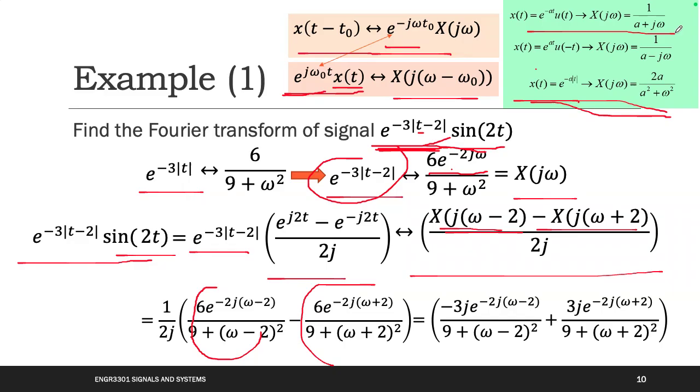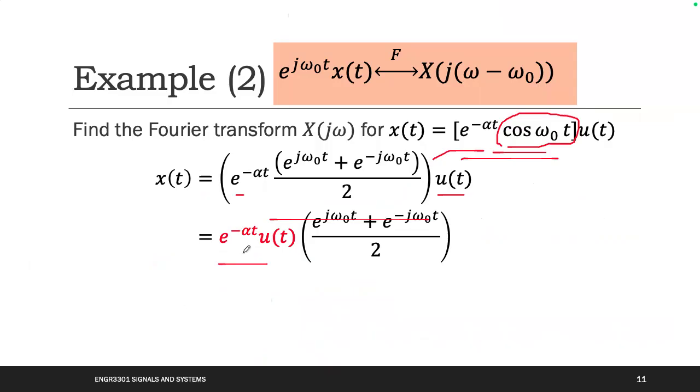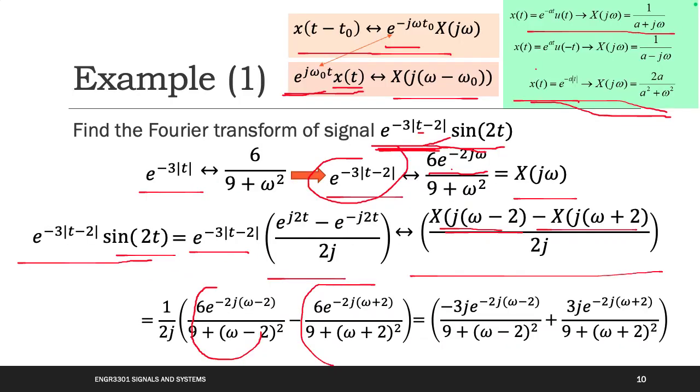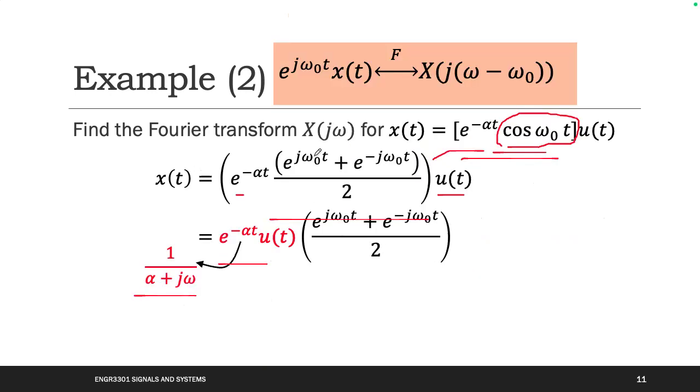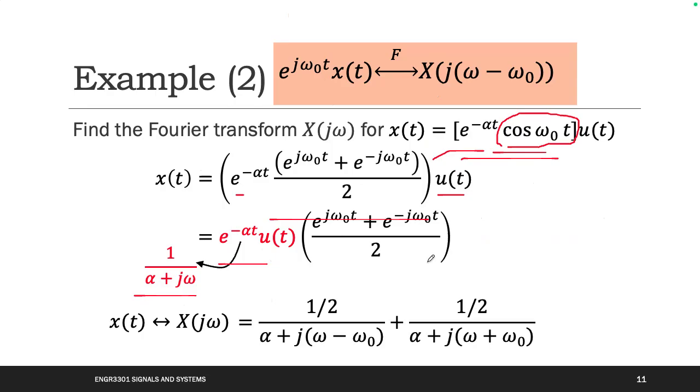This equation is used quite often. It means you have the FT for this part, and then this part is similar to this equation. It just does a frequency domain shift.